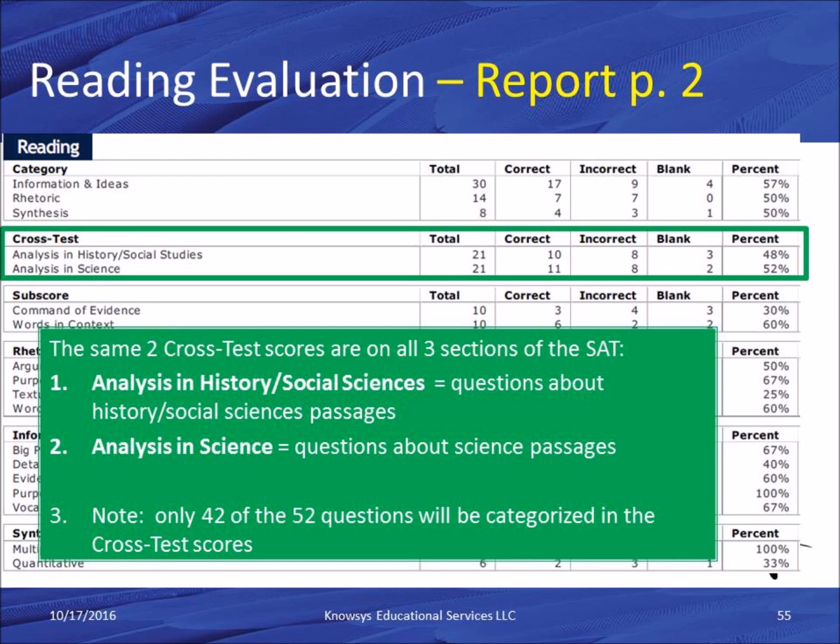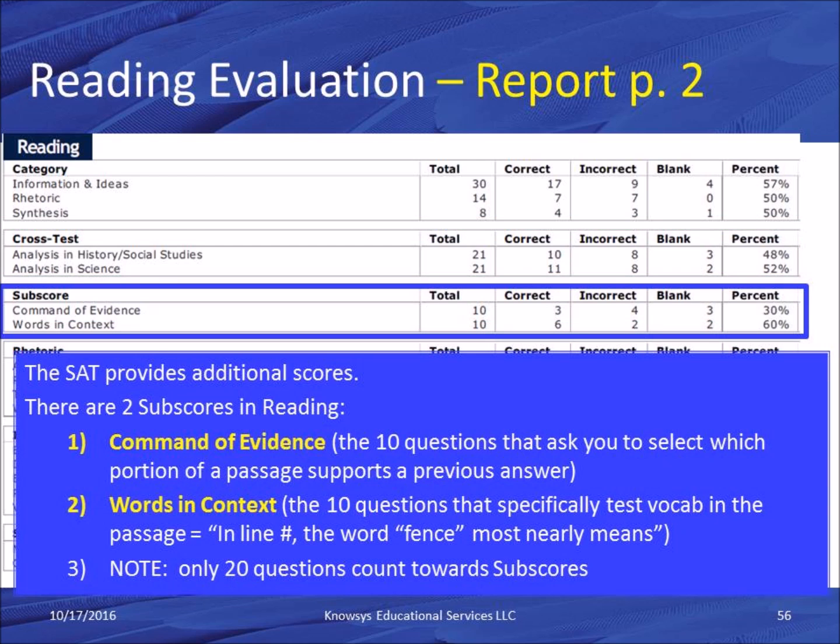Now, just like on the math, you're going to see cross-test scores. The same 2 cross-test scores are going to be on all 3 sections. So you'll see analysis in history and social sciences and analysis in science. Notice that only 42 of the questions will fall into this category. So not every one of the reading comp passages feeds into this cross-test score. Below that, you see the subscores that are provided for reading. There are 2 subscores, command of evidence and words in context.